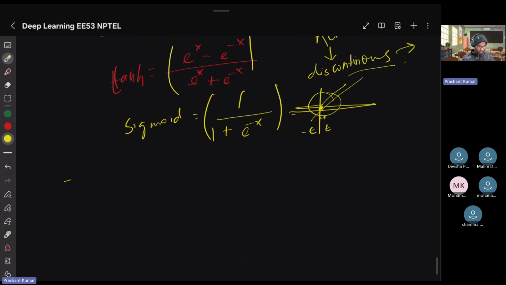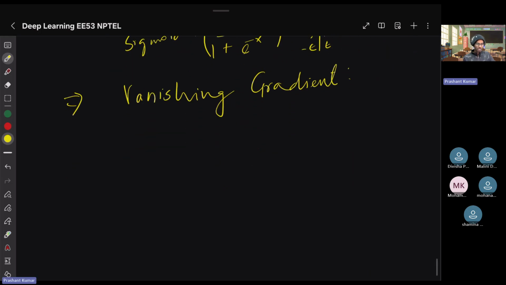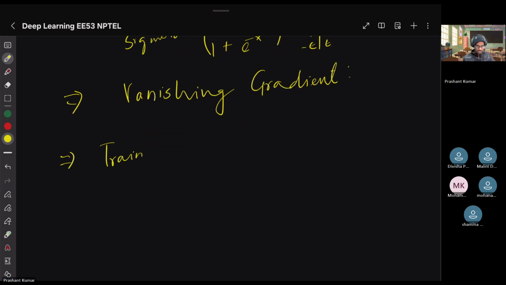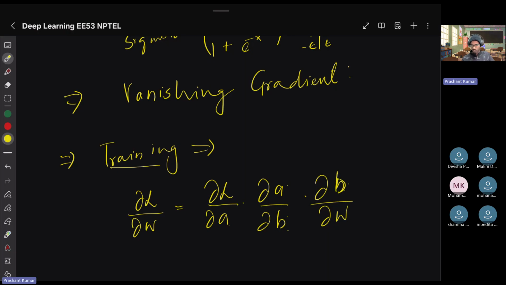I'm not sure all of you know about the vanishing gradient. When we train the neural network, in the process of training, we calculate the gradient dL by dW, right? W is whatever we are trying to train, because this is what we are changing. And while calculating this, we have the intermediate values, and we go through the chain rule.